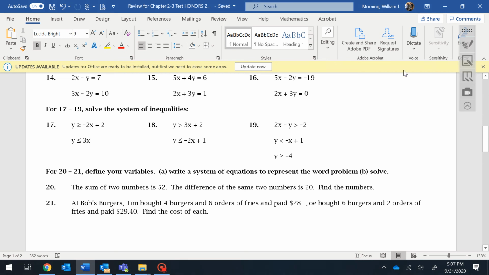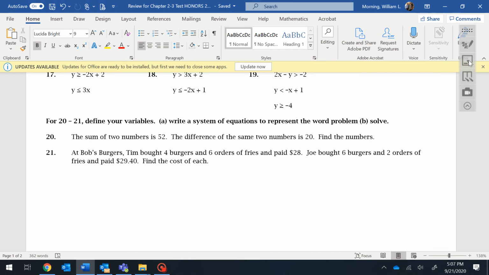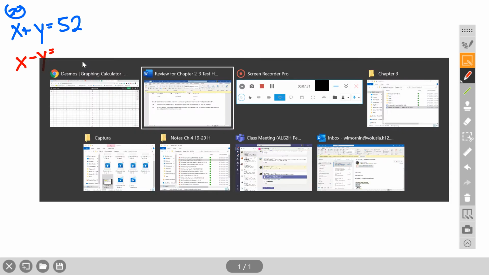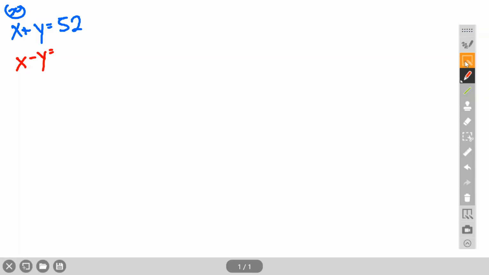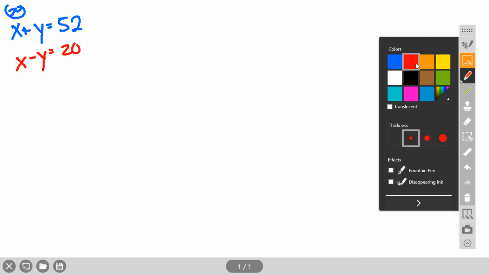Number 20, the sum of two numbers is 52. The difference of the same numbers is 20. Find the numbers. Okay, so the first equation, their sum, and this is number 20, their sum is 52. Their difference is, I forgot, 20. Okay, so their difference is 20. All right, so I want to find the two numbers.